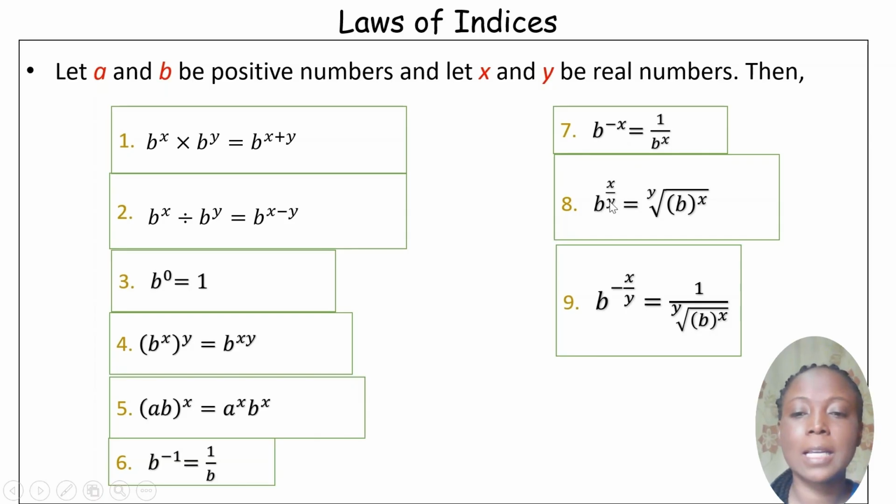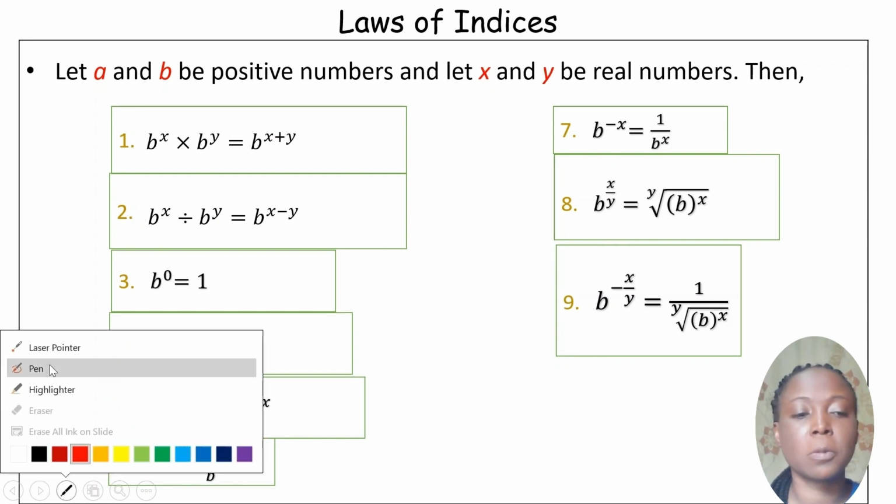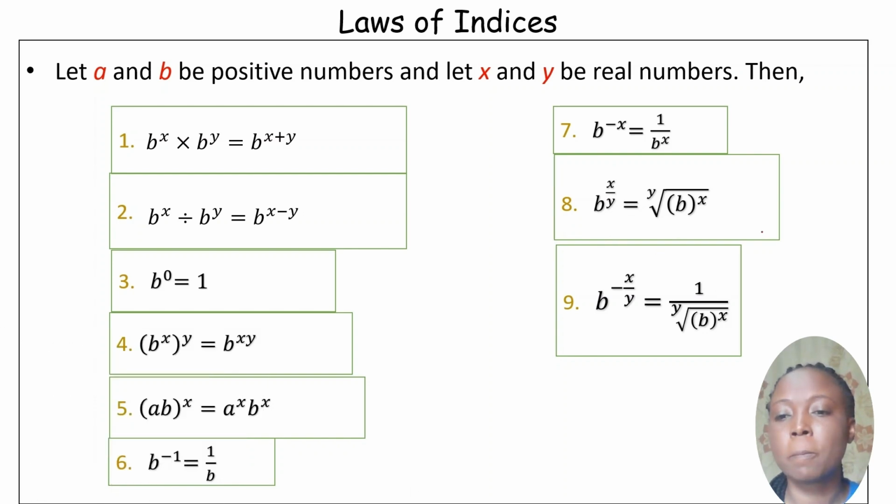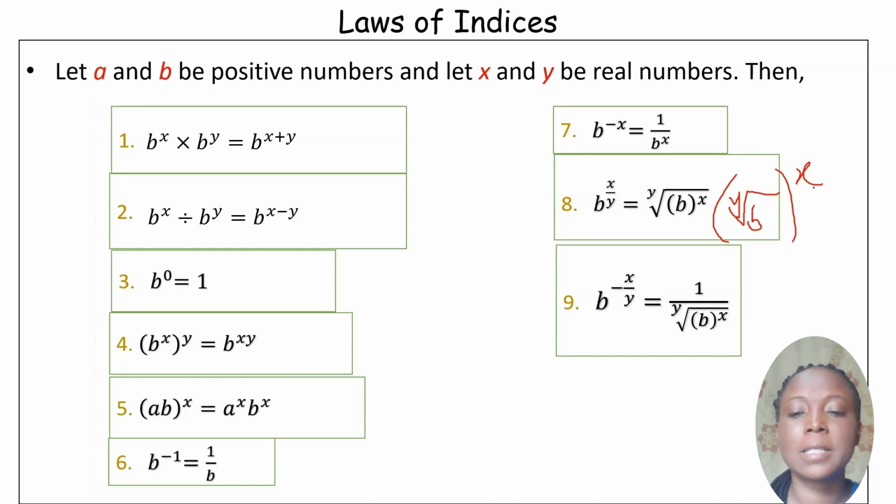Alright, law 8 says b raised to power x over y. This implies that you should look at the denominator and make it the root of the number, then raise it to the power of the numerator. In some textbooks, or some people prefer to write it this way, which means the same thing: the y-th root of b and all raised to power x. This means absolutely the same thing.